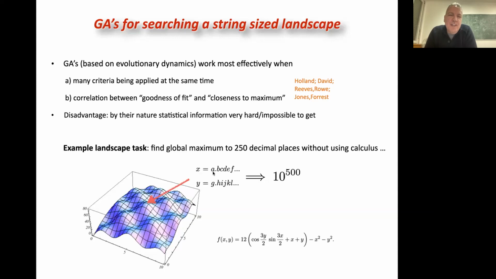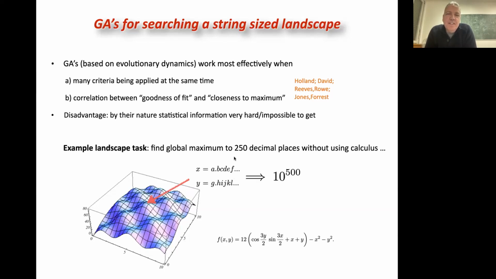The first thing you do is you define an individual. An individual is an attempt at the solution. So you can take your X and Y coordinates and write them out: X is A point B, C, D, E, and Y is G dot H, I, J, K. And these are numbers 0 to 9. In other words, I'm allowing X values to go from 0 to 10 and Y values to go from 0 to 10. And I want to find the largest value of the function in that domain.